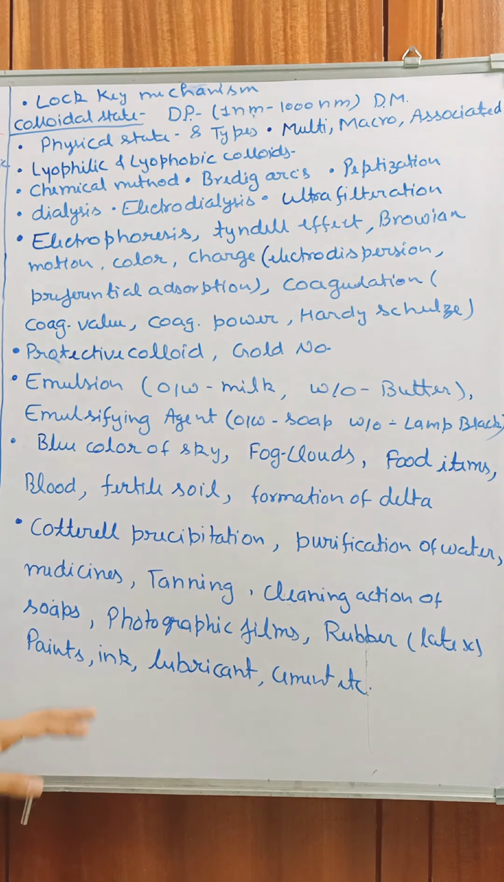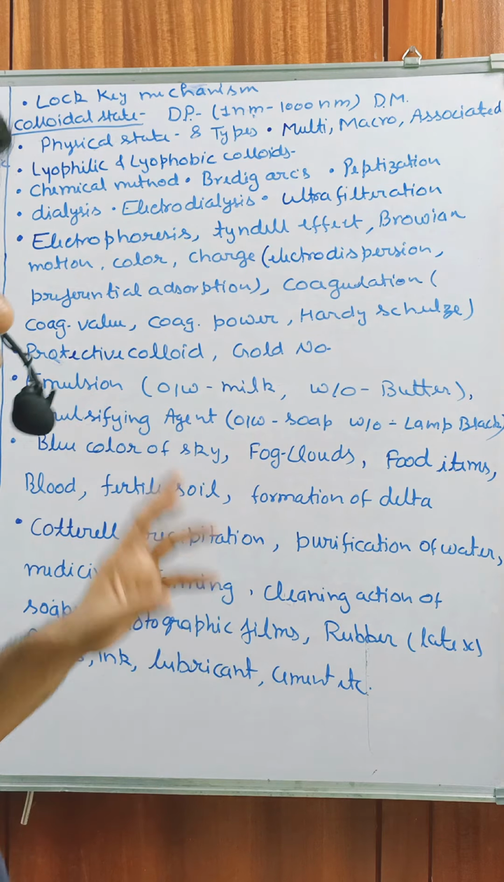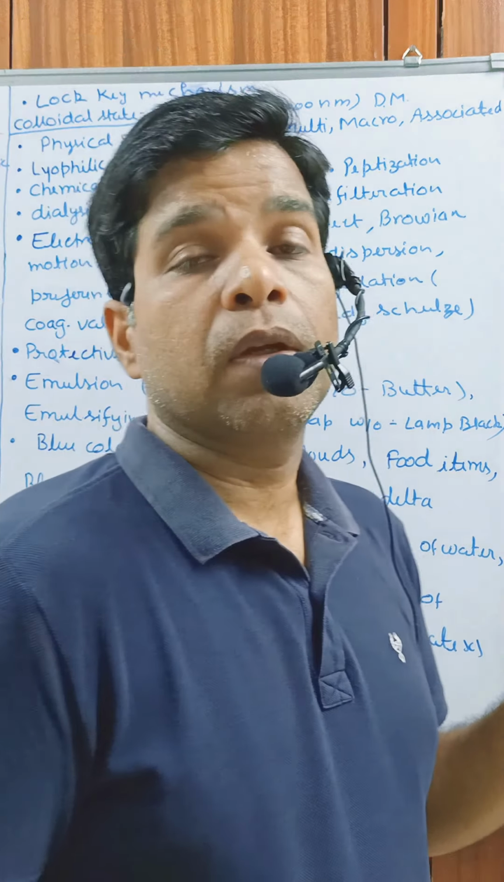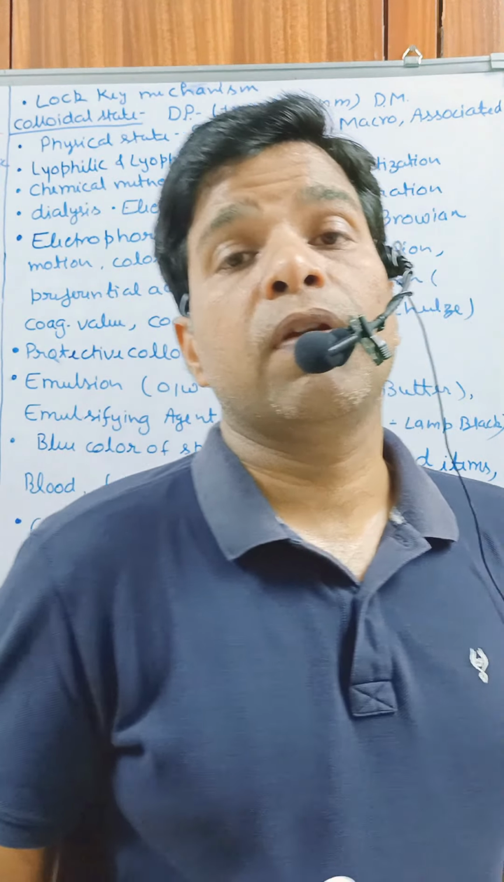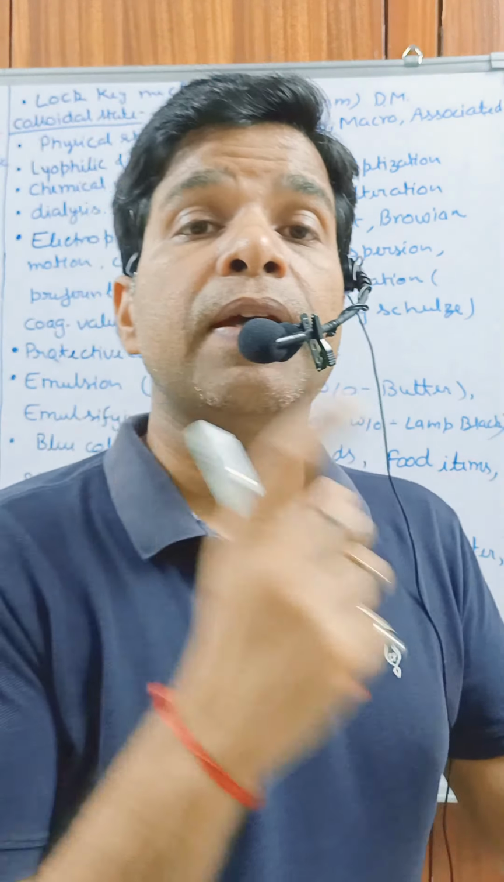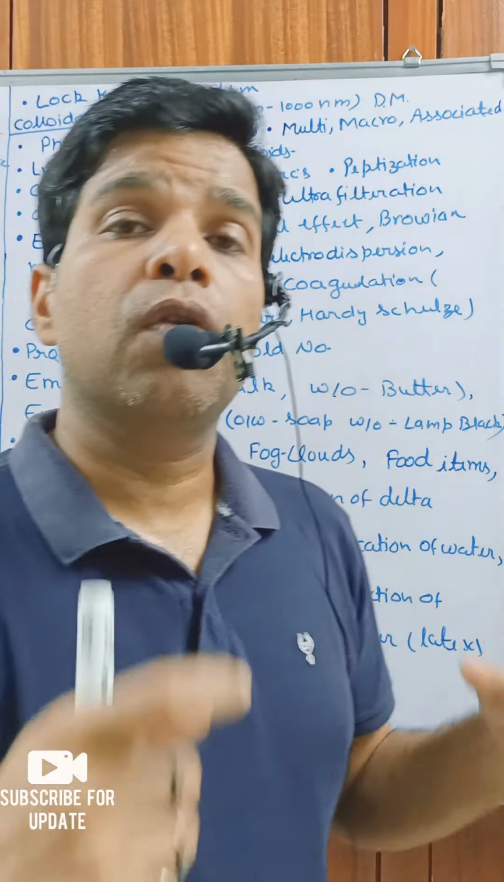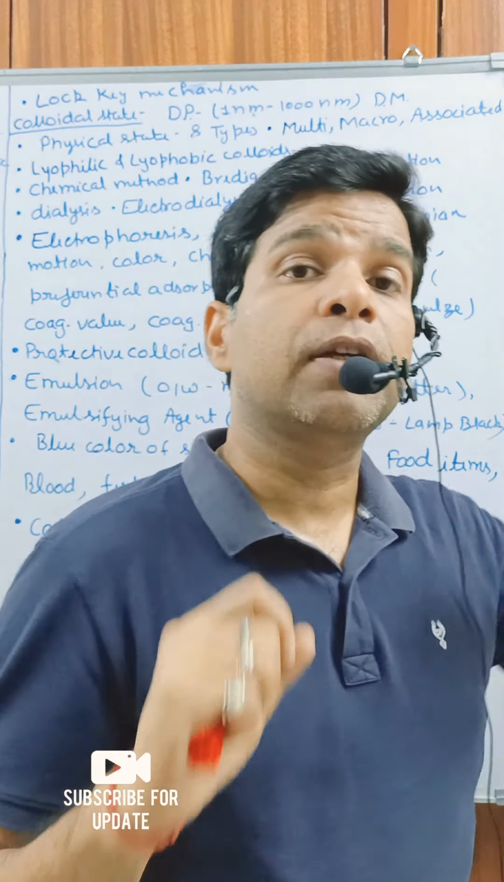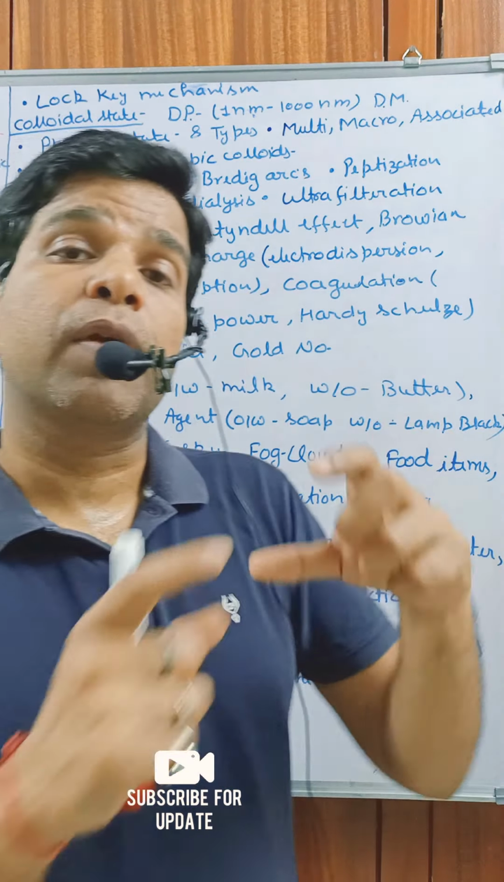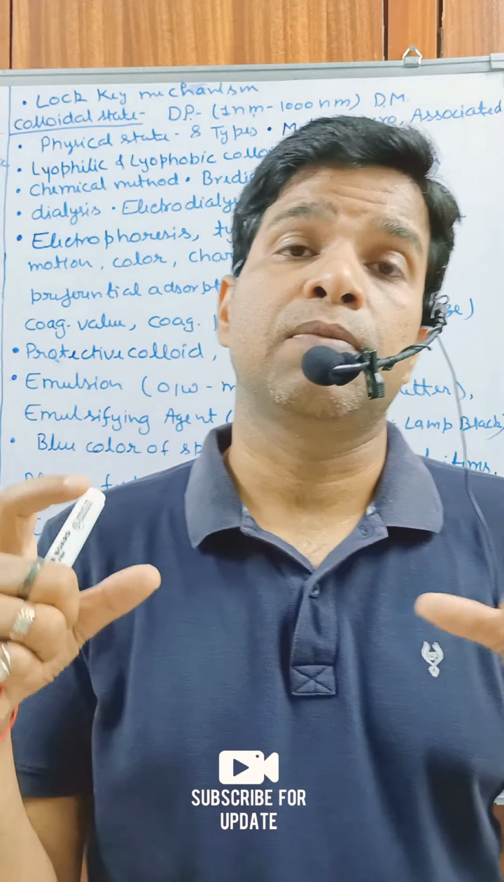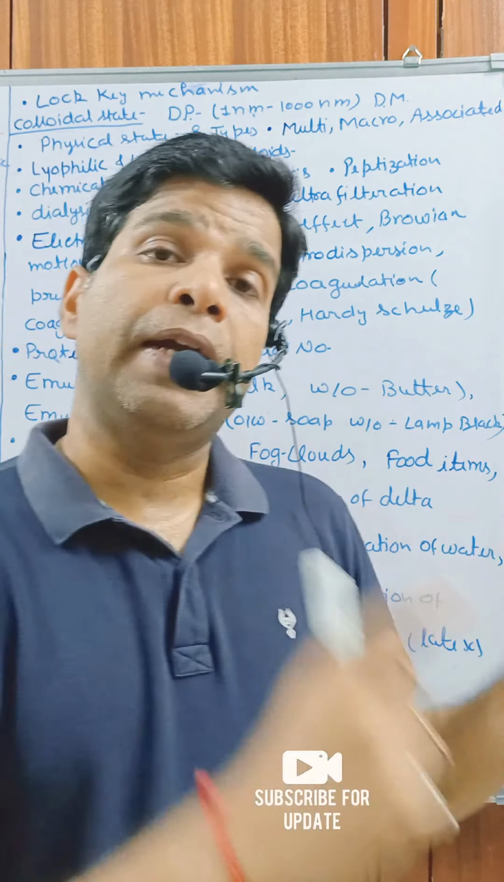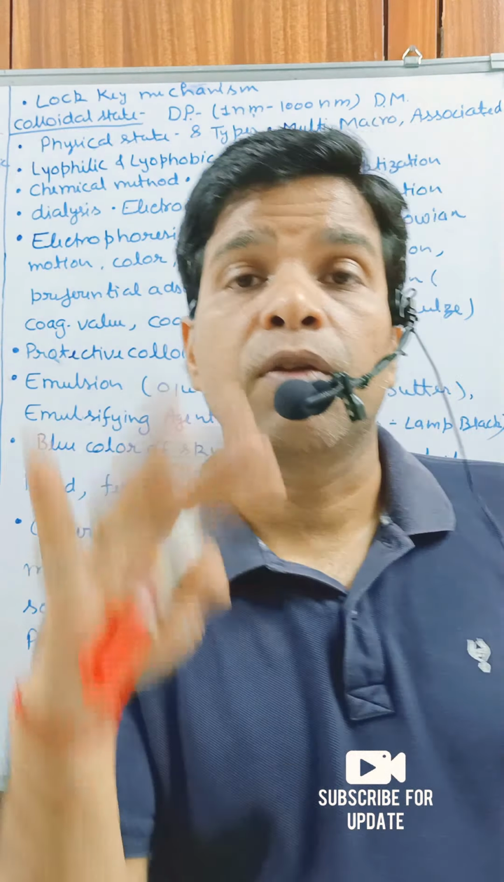Then photographic film. I have already told you this. On the photographic film, we apply a light sensitive colloidal solution of AgBr. This is the photographic film in the older camera, not in the digital camera. In the older camera we use one reel. That reel is made by the light sensitive AgBr applied on a celluloid film.